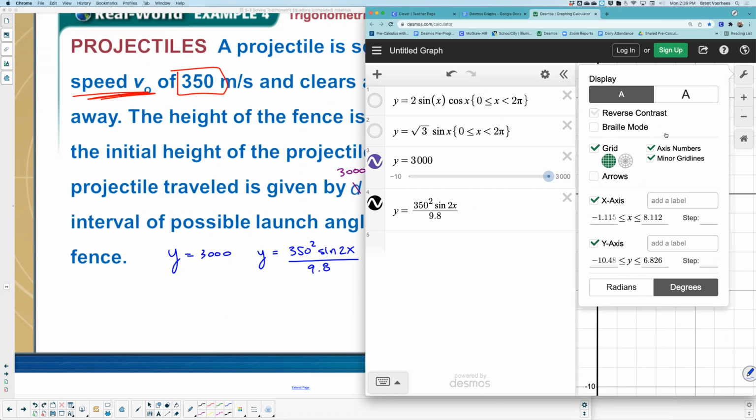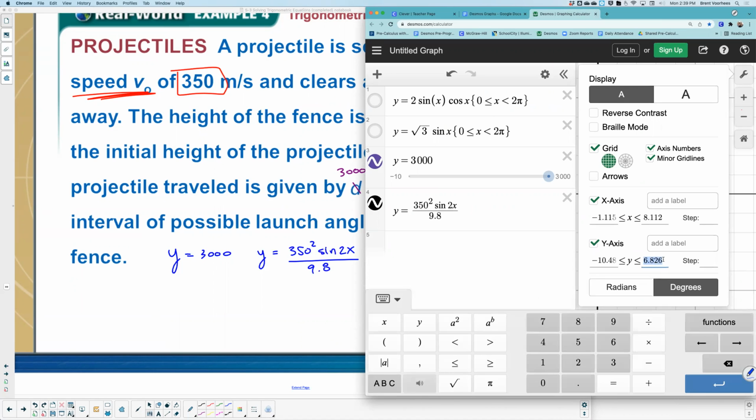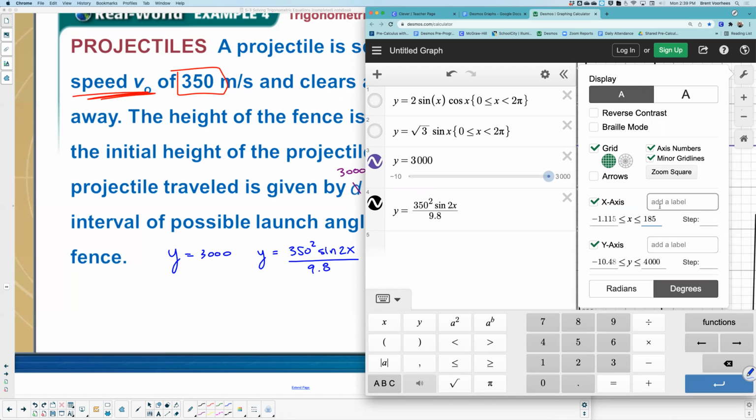I want to know my angle, and the y value needs to go as high. I'm just going to do the settings right here. It needs to go at least to 3,000. I'm going to put in 4,000. And since I'm dealing with angles, I'm going to look between -1 and 185 degrees. I'm going to look for my angle somewhere in there. So I just changed my x-axis to extend to 185, and my y, because again, real world with angles, we usually just go up to 180, and my y's up to 4,000.